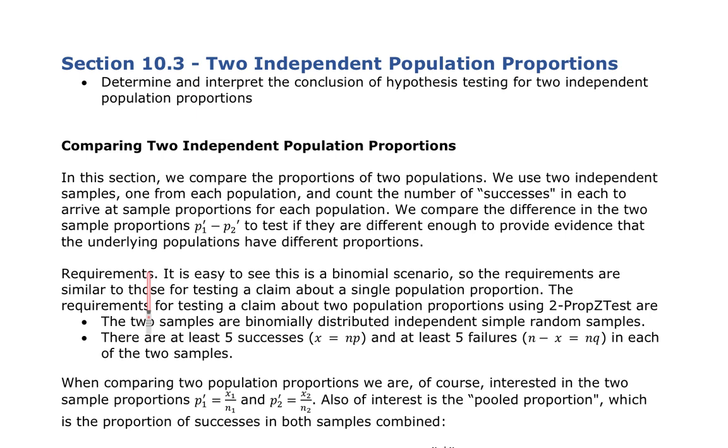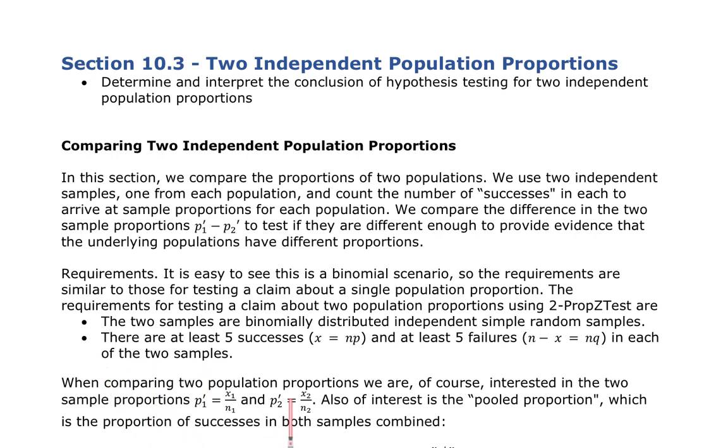So there's a couple of things that have to happen for us to be able to use this. This is kind of like the binomial, so there are some requirements. The first thing is that we're going to be using a z-test. The two samples are binomially distributed. They are independent, simple random samples. And there are at least 5 successes, so x must be equal to n times p, and there are at least 5 failures, which is n minus x, or n times q. Sometimes you might see this as n times p has to be greater than or equal to 10, and n times q has to be greater than or equal to 10. And sometimes you see this as n times p times q has to be greater than or equal to 10.